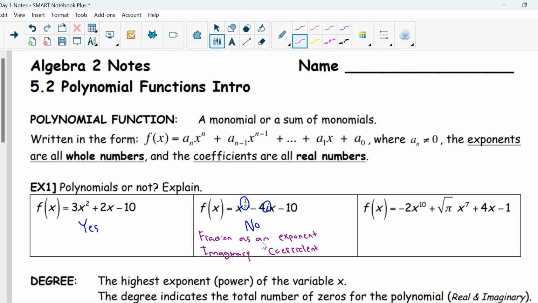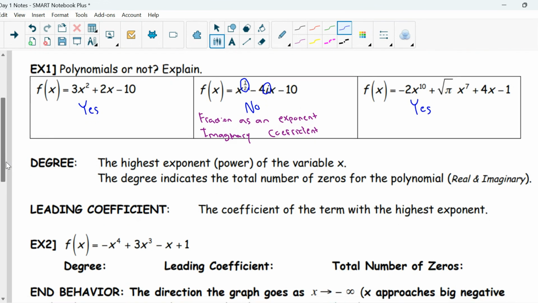The final one here, f of x equals all of that. First of all, are our exponents whole numbers? We have an exponent of 10, 7, 1, and then no exponent on the last term. So yes, those are all whole numbers. And then are our coefficients real numbers? We have -1, the square root of pi, yes, that's a real number. It's not imaginary. 4 and -1. So we're good to go in both of those categories. So yes, this is a polynomial.